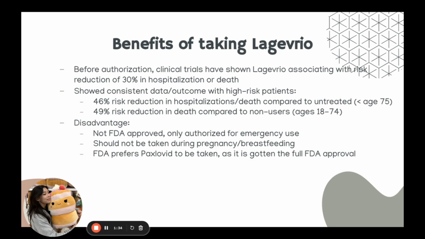Disadvantages of taking Lagevrio are that it is not FDA approved and it is only authorized for emergency use. It should not be taken during pregnancy or breastfeeding. The FDA actually prefers Paxlovid to be taken as it has gotten the full FDA approval.